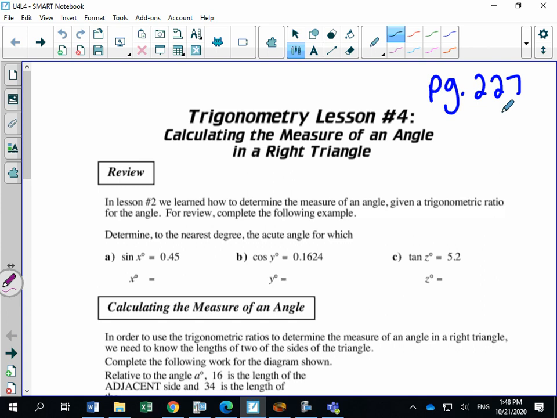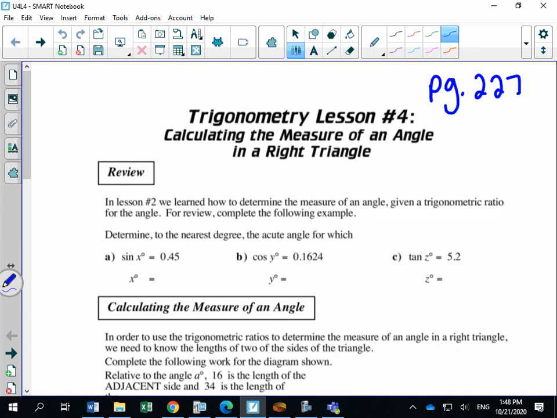Okay, what lesson 4 was, no, sorry, lesson 3, we were calculating sides of a triangle, right? So we were using trigonometry, SOHCAHTOA, to calculate sides. This lesson, we're now going to calculate angles. We're going to use SOHCAHTOA now to calculate the angle of a triangle. So before we do that, let's do a quick review from lesson 2.